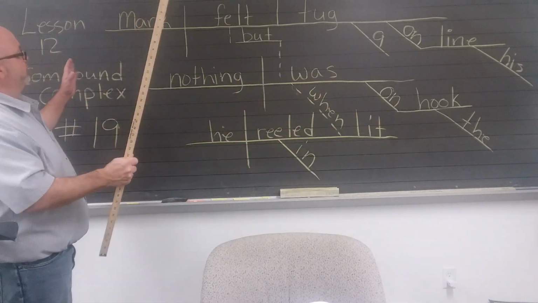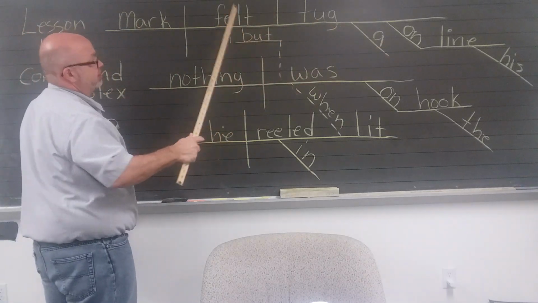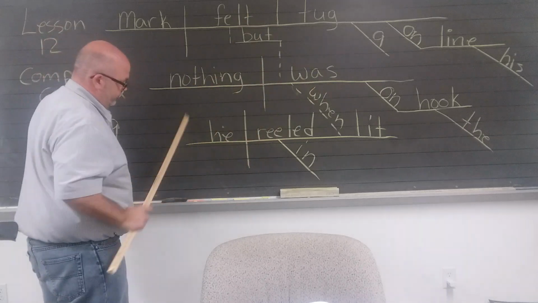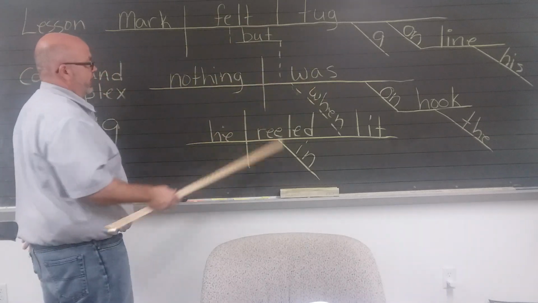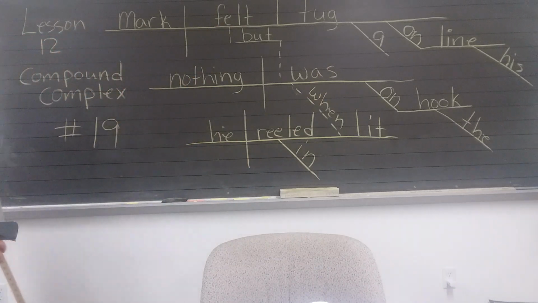So you have a compound sentence. Mark felt a tug on his line, but nothing was on the hook. And then the subordinating conjunction makes it compound complex. When he reeled it in. So check that out. Hopefully that helps you out with these diagrams. Some of you had questions.